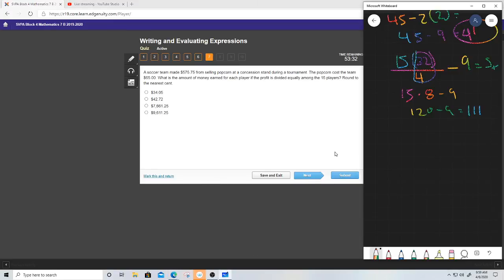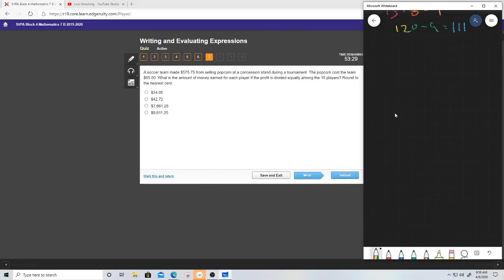A soccer team made $575.75 for selling popcorn at a concession stand during a tournament. The popcorn cost the team $65. What is the amount of money earned for each player if the profit is divided equally among 15 players? Round to the nearest cent. Okay, that last problem didn't have that, huh? Alright, just like last time. Just start out with the total made. Subtract the costs. Right? And then we want to divide it by 15.